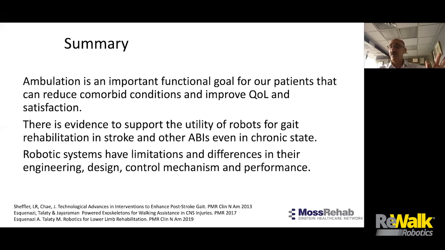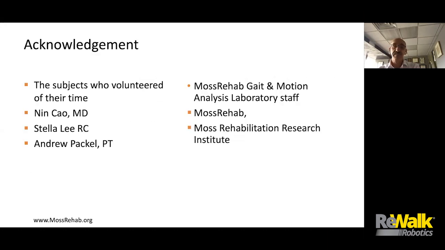Robotic systems are different. They have limitations. They are different in their engineering and design and their control mechanisms and performance. But it doesn't matter. If you use one of these devices, you learn the ropes of these devices. They tend to be of great assistance for patients and the therapy team.